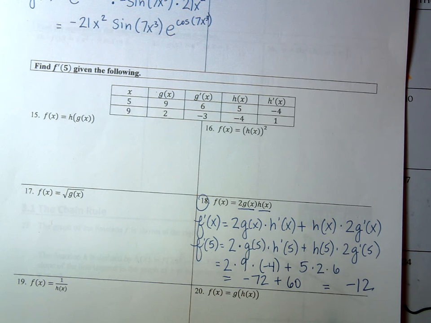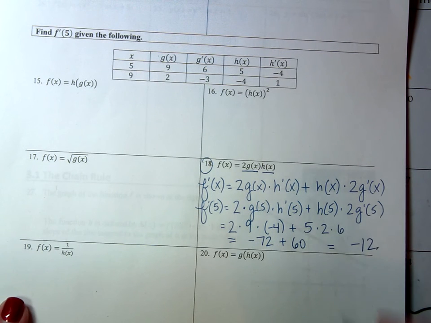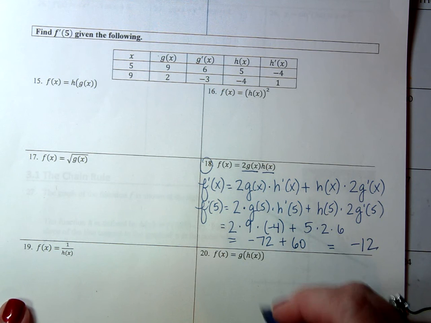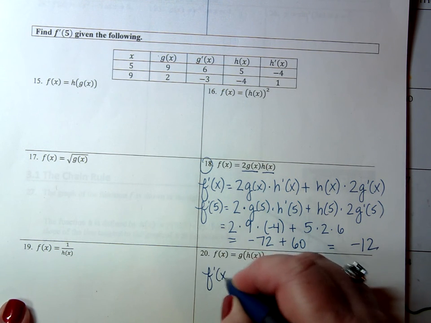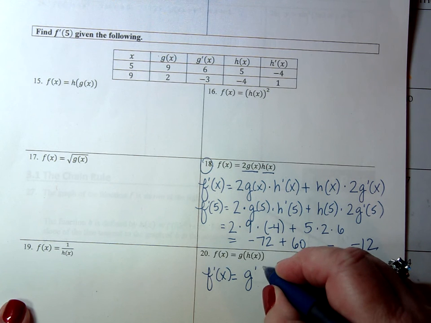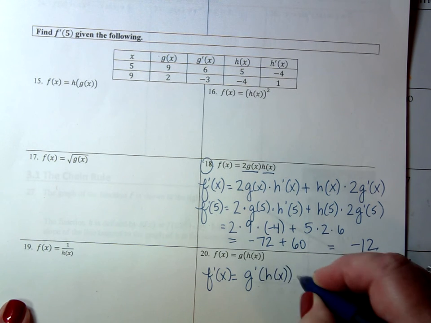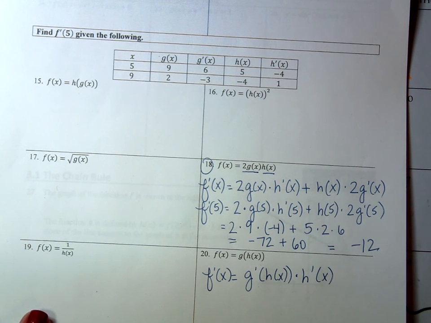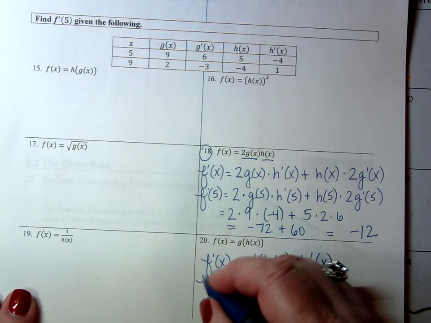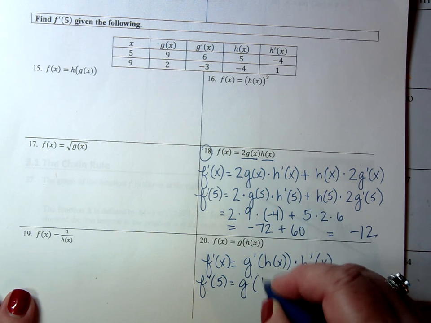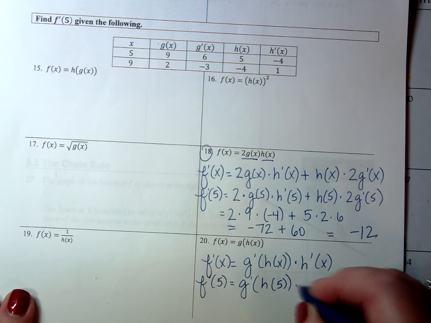Number 20. I have a g of h of x. Now again, remember how that expansion goes. So f prime of x, the derivative, is g prime of h of x times h prime of x. Just like the beginning of the notes, that rule that we wrote down. In our case, it's a 5. F prime of 5 is g prime of h of 5 times h prime of 5.